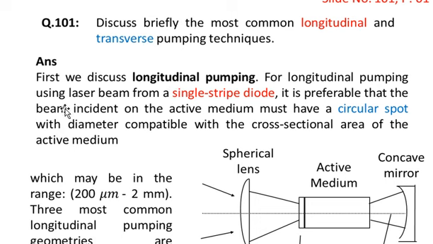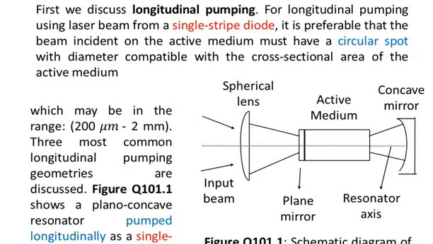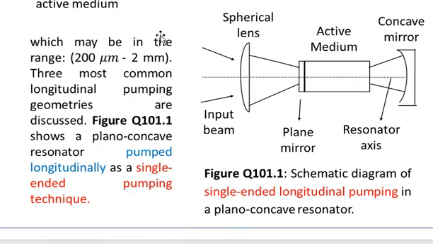For longitudinal pumping using a laser beam from a single strip diode, it is preferable that the beam incident on the active medium must have a circular spot with a diameter compatible with the cross-sectional area of the active medium, which may be in the range from 200 micrometer to 2 millimeter. So this could be the possible cross-sectional area for an active medium, and our laser spot must be of these dimensions. Three most common longitudinal pumping geometries are discussed.